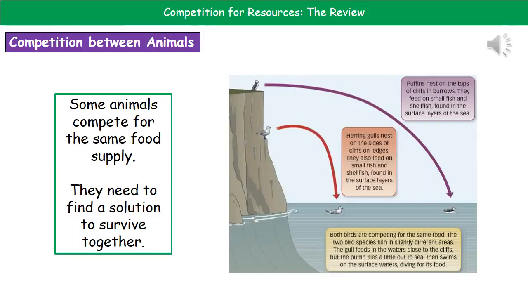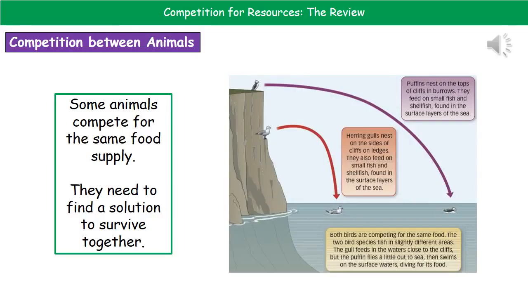So in order to solve that problem, what we've got on our diagram is a puffin and a herring gull. So what we find is they both live in the same sort of area on the cliff, and they're both going to be feeding on the shellfish and the small fish in the sea. However, they're going to go to different areas in order to actually feed.